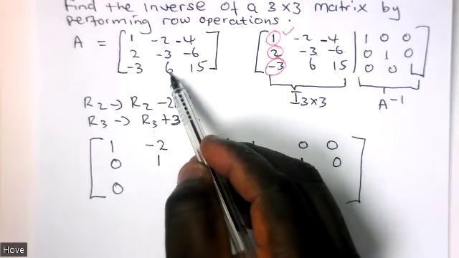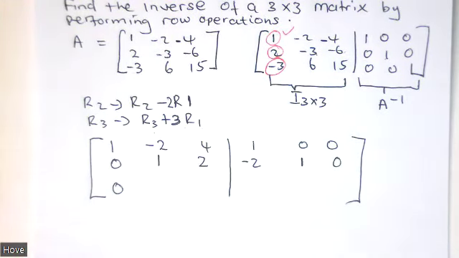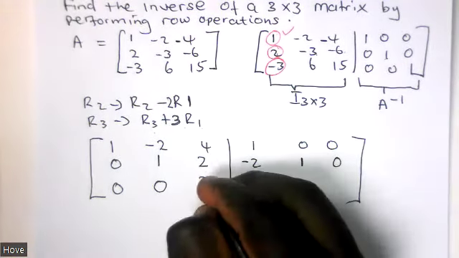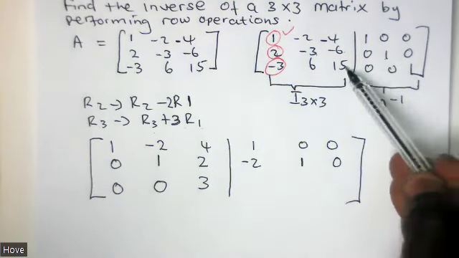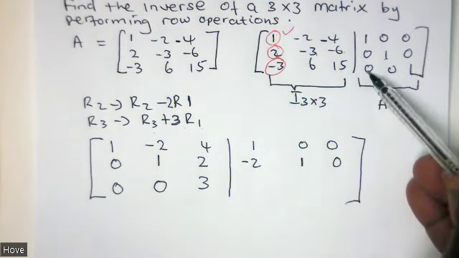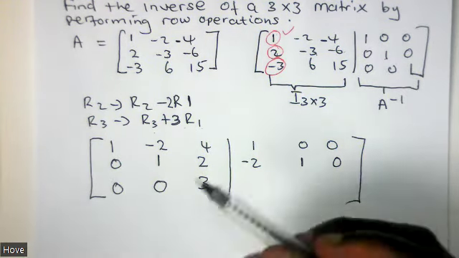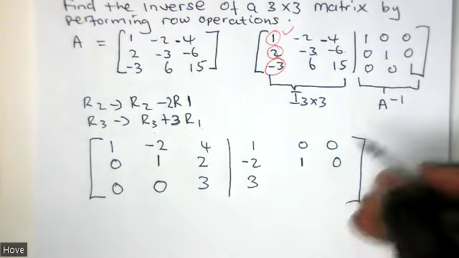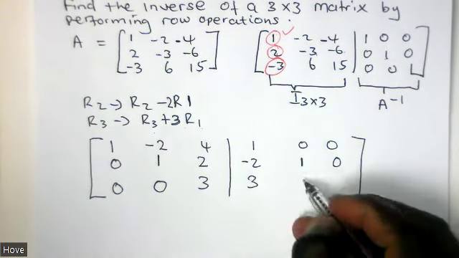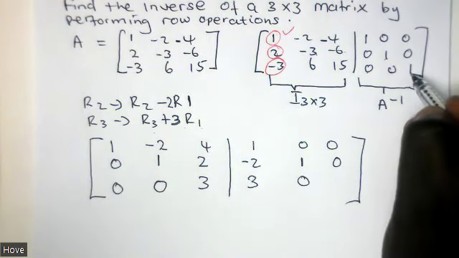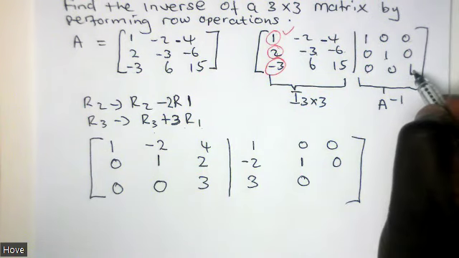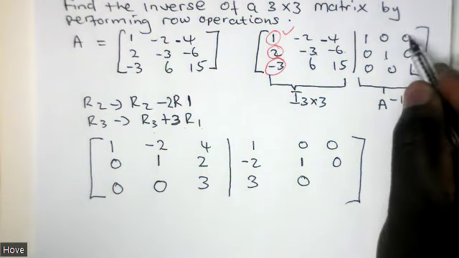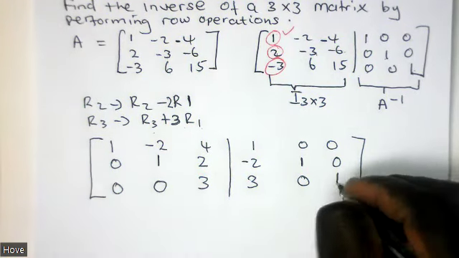6 plus 3 times minus 2 is 0. 15 minus 12 is 3. Then 0 plus 3 times 1 is 3, 0, 0, 1, and 1 plus 3 times 0 becomes 1.